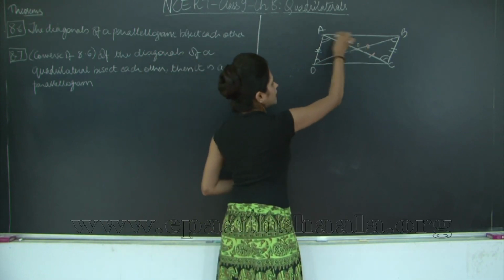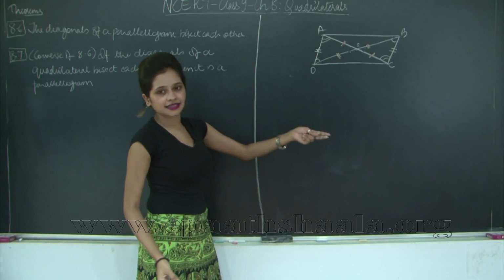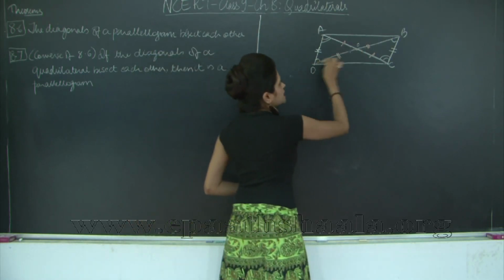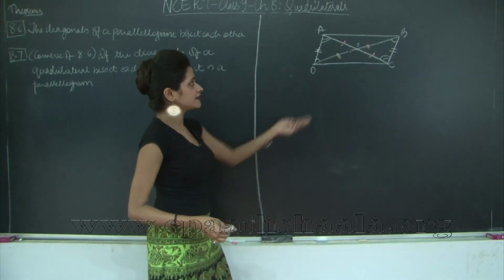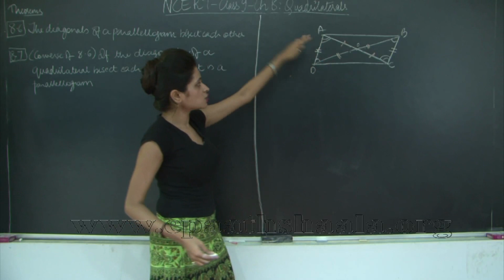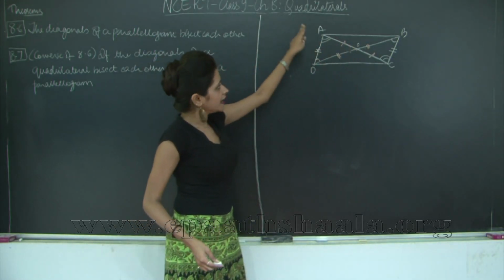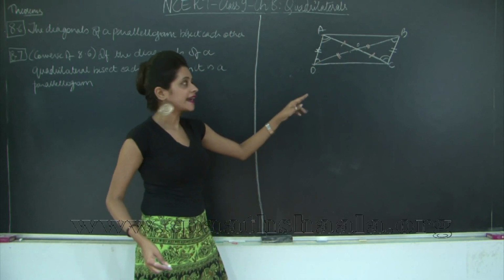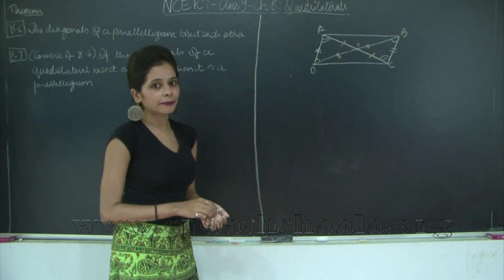That OA is equal to OC. That means O is the midpoint of AC. Similarly, OD is equal to OB, again through corresponding parts of congruent triangles. Therefore O is the midpoint of BD. Therefore the midpoints of AC and BD are meeting at point O. That means AC and BD being the diagonals, they are bisecting each other. Correct? So the diagonals of a parallelogram bisect each other.